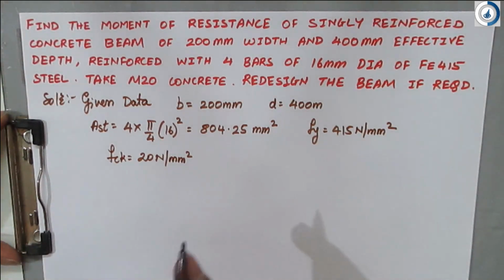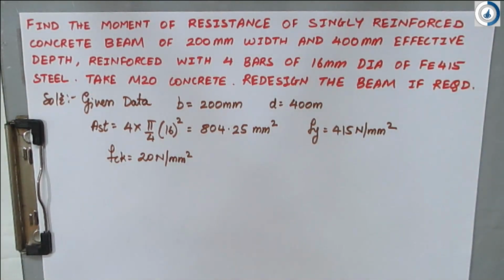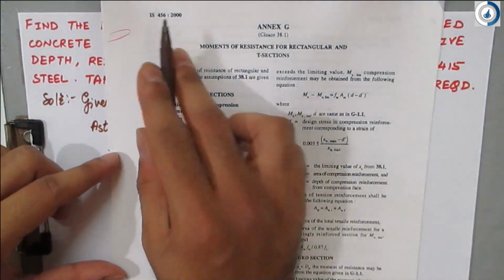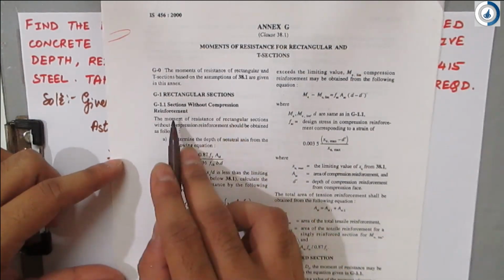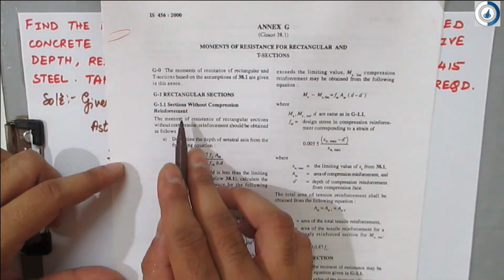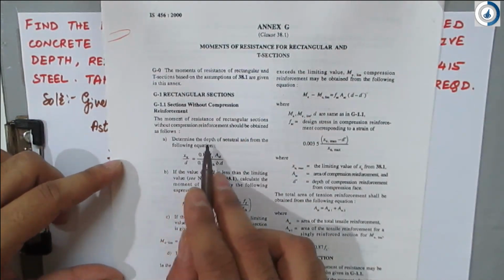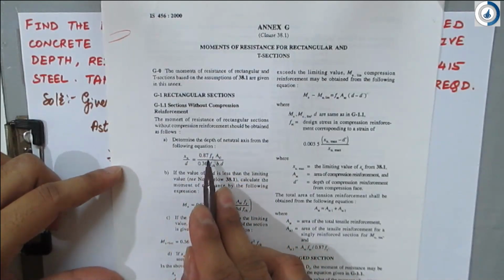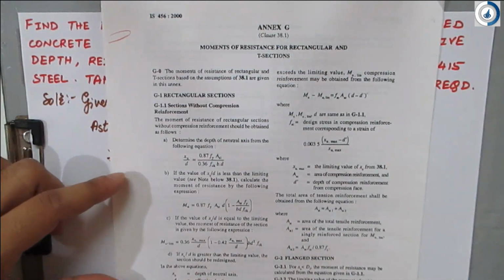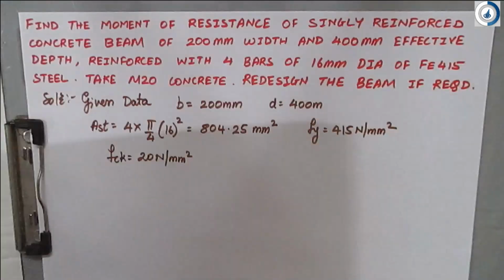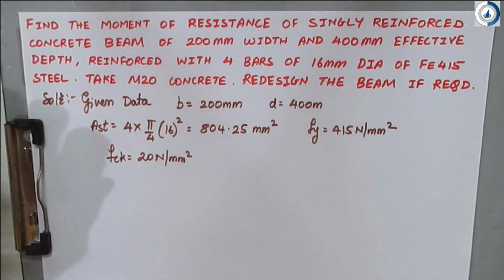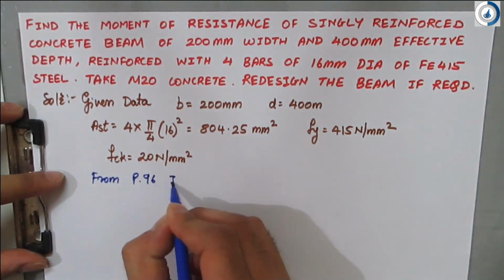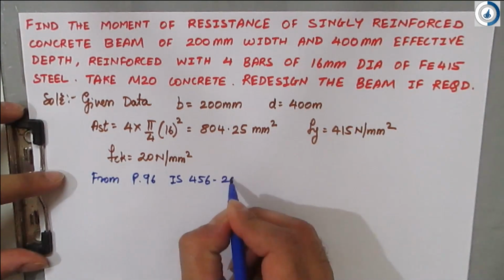For that you have to refer to page number 96 of IS 456 2000. It says: sections without compression reinforcement, which means a singly reinforced section. Determine the depth of neutral axis from the following equation. You have to use this equation to find out whether the section is over reinforced or under reinforced. So we will use this formula from page number 96 of IS 456 2000.